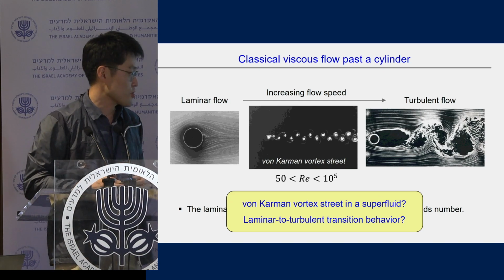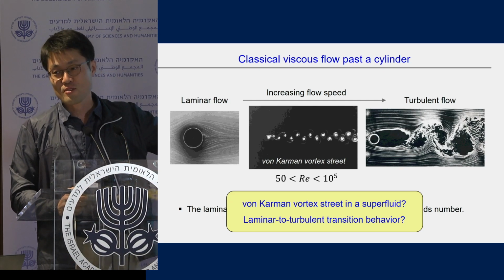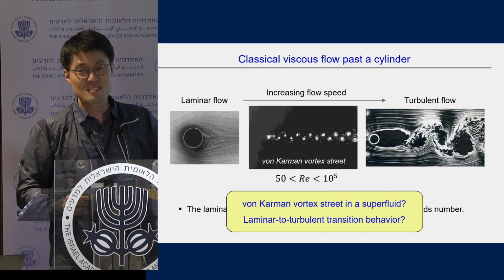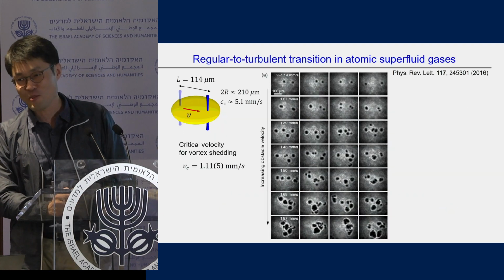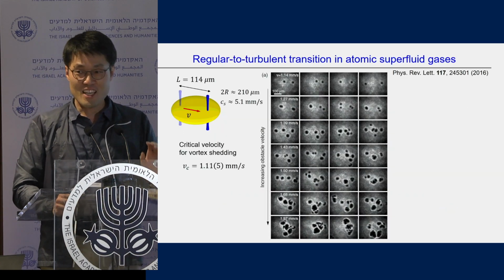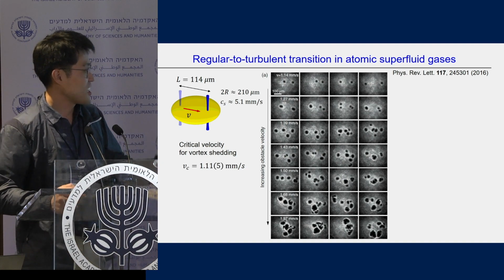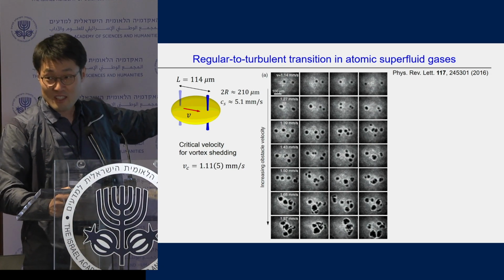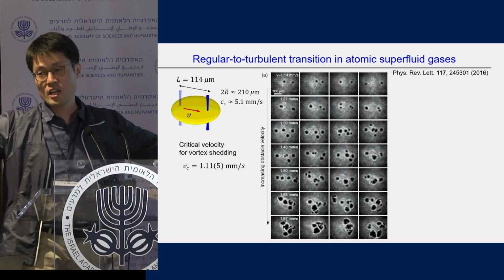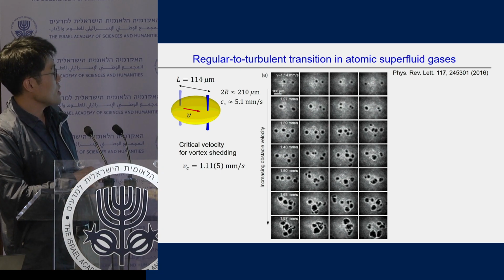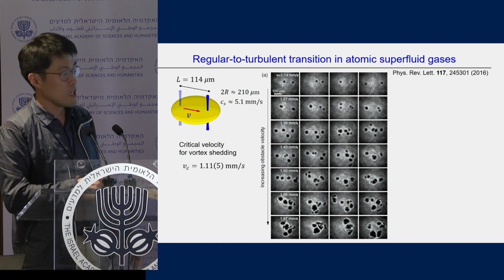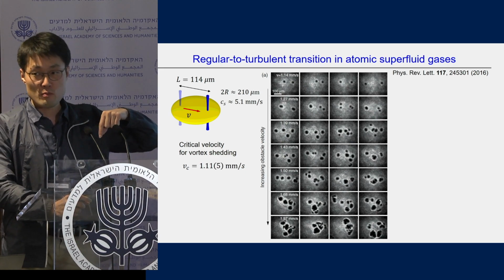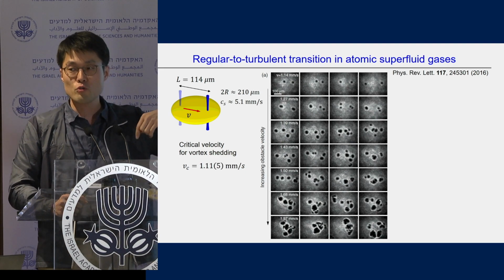The interesting question is, can you see this type of laminar-to-turbulent transition, or can we observe von Karman vortex type excitation in the superfluid? The answer is yes, and we did the experiment like this. We prepare a pancake-shaped atomic cloud, roughly 200 micrometers in diameter. We shine a laser beam, and from here to there we linearly sweep the laser beam position. Here we control the movement of the laser beam, in other words its velocity.